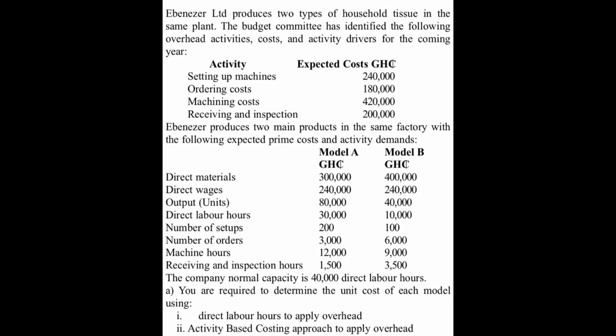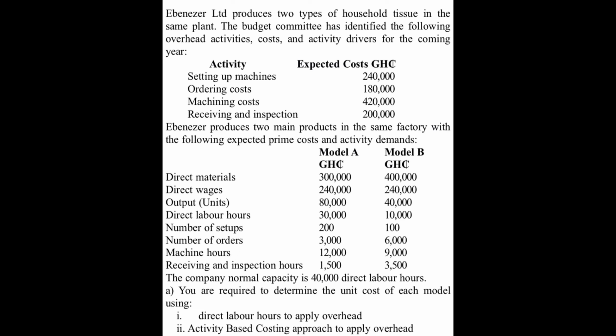Ebenezer Limited produces two types of household tissue in the same plant. The budget committee has identified the following overhead activities, costs, and activity drivers for the coming year. We have the activity and expected costs. Setting up machines 240,000, ordering cost 180,000, machine cost 420,000, receiving and inspection 200,000.